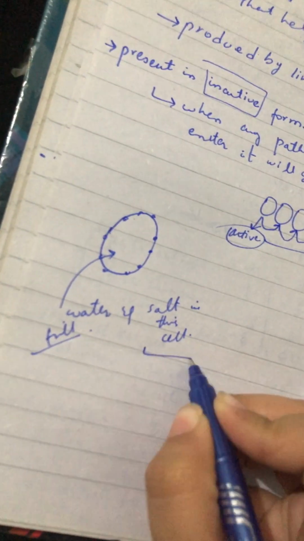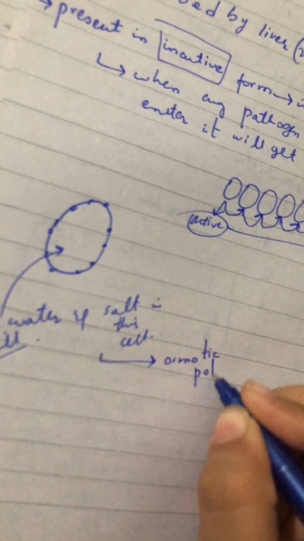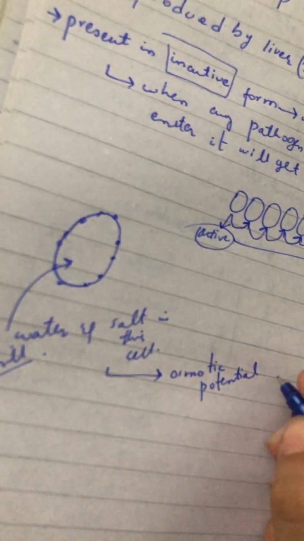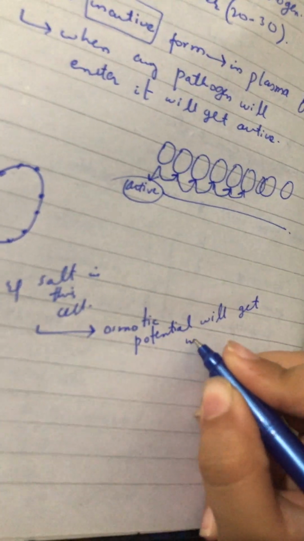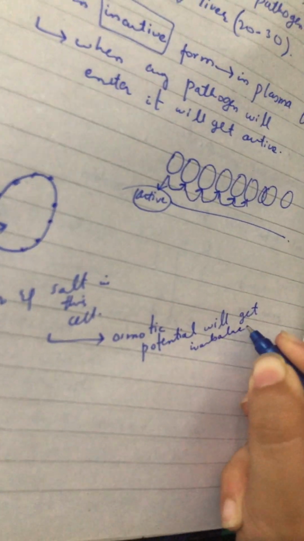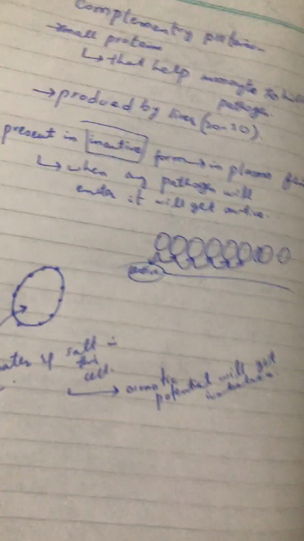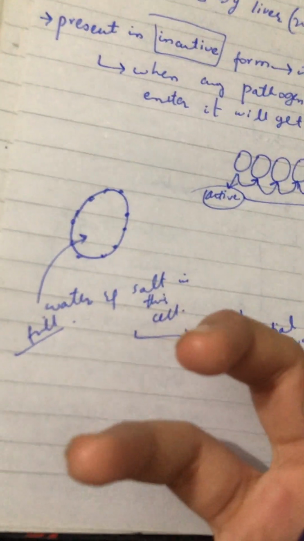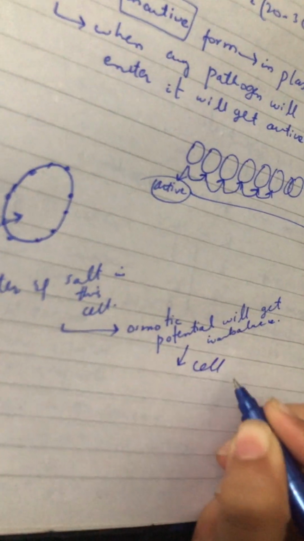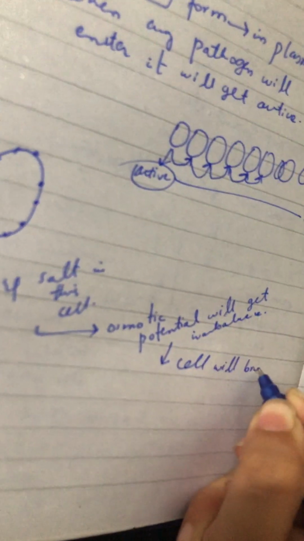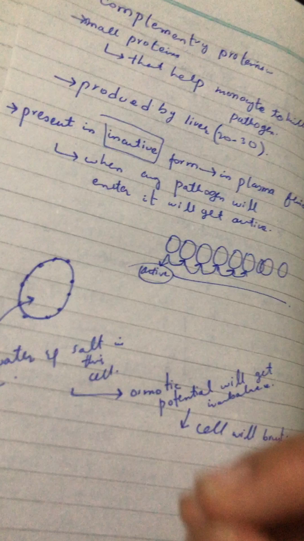So the osmotic potential will get imbalanced. When it gets imbalanced, the cell will burst. When the cell fluid gets imbalanced, the cell will burst. So that was the function of the complementary protein.